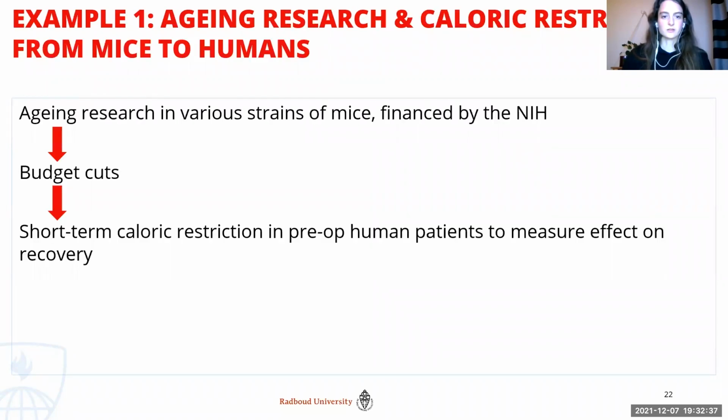So let's look at an example. This is also from the RIVM, the National Institute of Public Health and Environment in the Netherlands. They had those XPA mice. They weren't using them for carcinogenicity testing. That didn't work out. But their joining that international research program led to them also getting a grant for aging research in various strains of mice, actually.